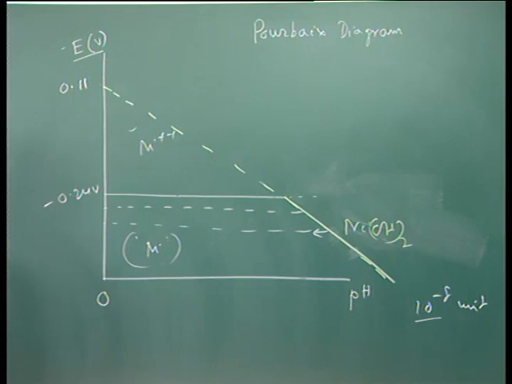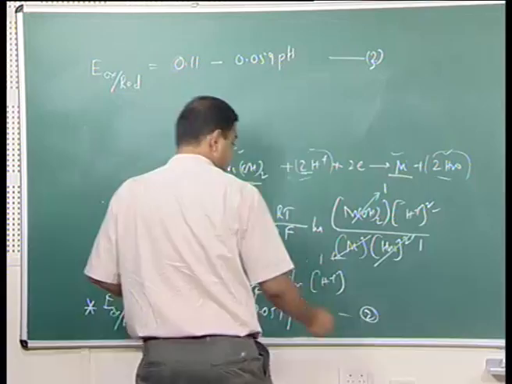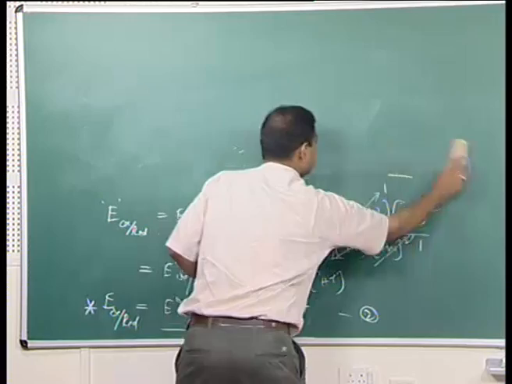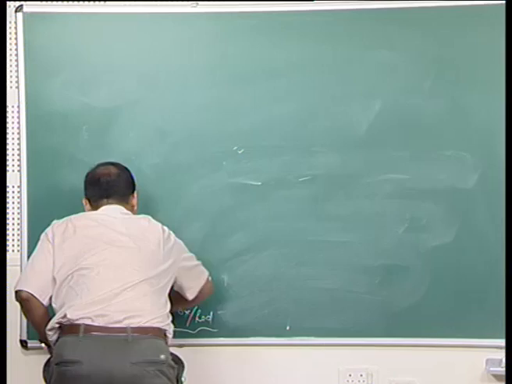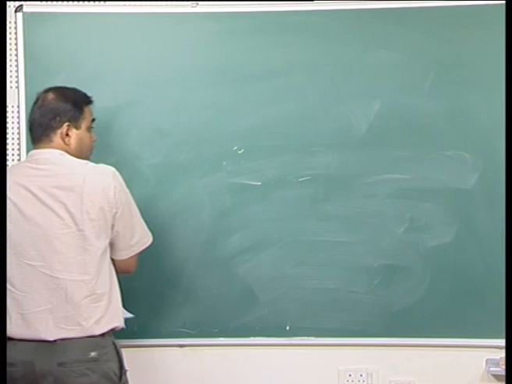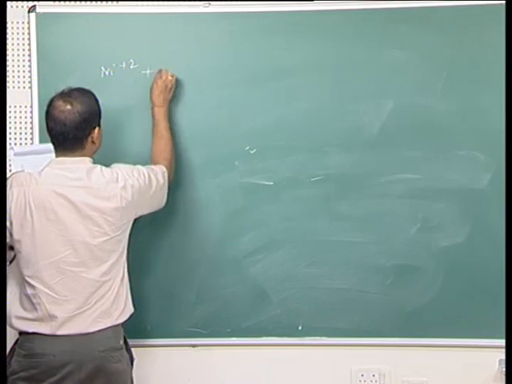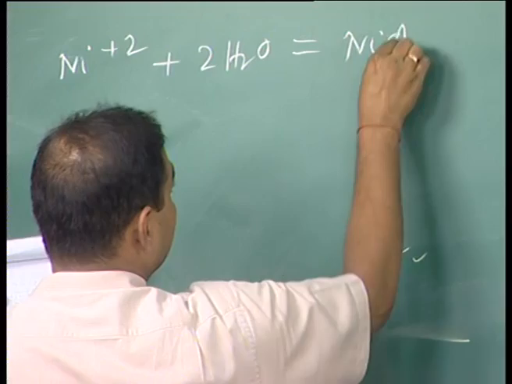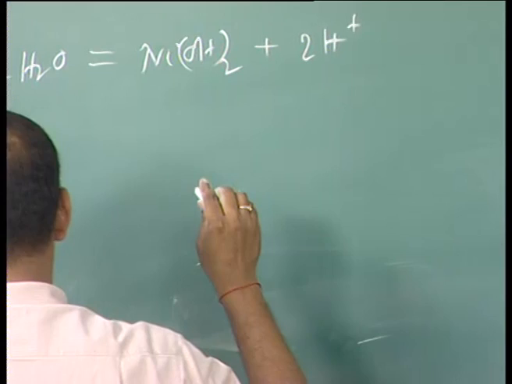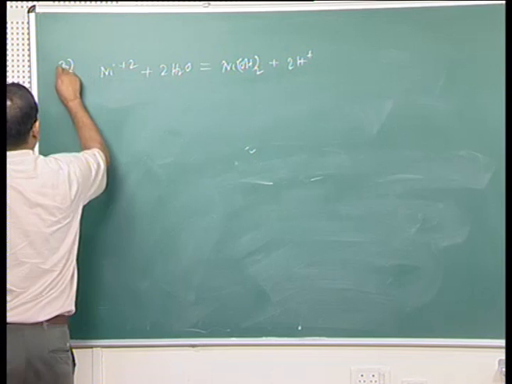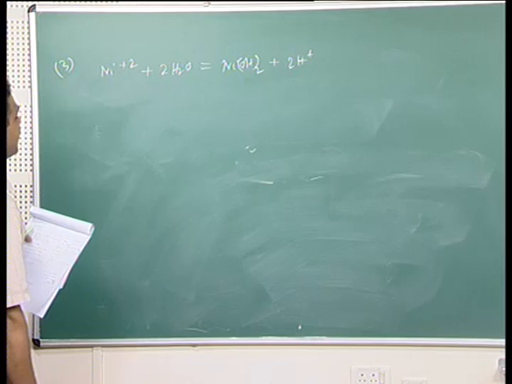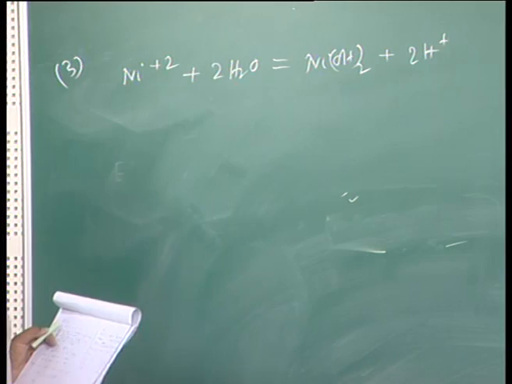Now I know another reaction, which is Ni plus plus plus 2H2O going to NiOH whole 2 plus 2H plus. This is another reaction, let us say the third reaction. And this reaction, we have already seen, is not a potential guided reaction, because there are no electrons involved, or you can say that this is not a reduction reaction.